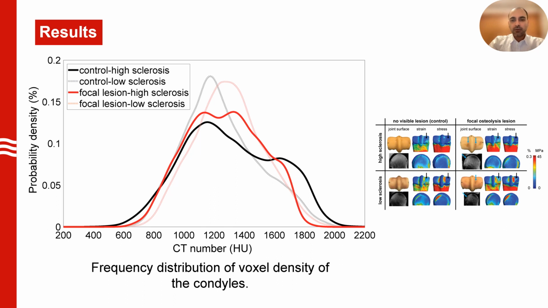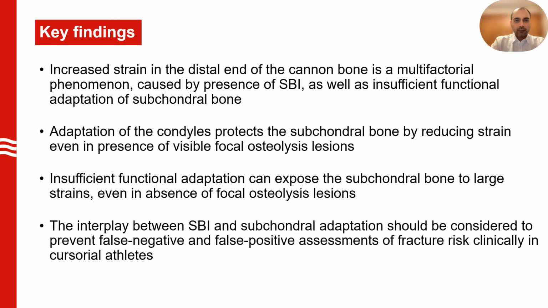Interestingly, the 2 specimens that showed lower strain and stress, despite one of them having focal osteolysis, had multimodal distribution of voxel density in the condyles, indicative of Muir sclerosis. The other 2 specimens with higher stress and strain showed an almost normal distribution of the voxel density in the condyles.